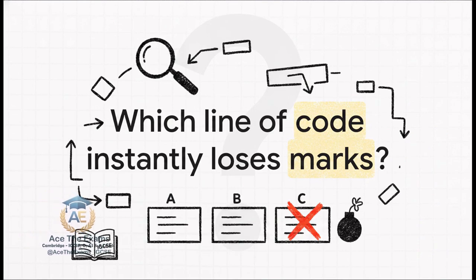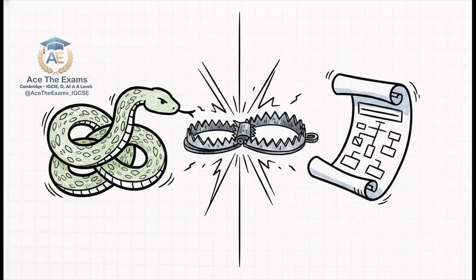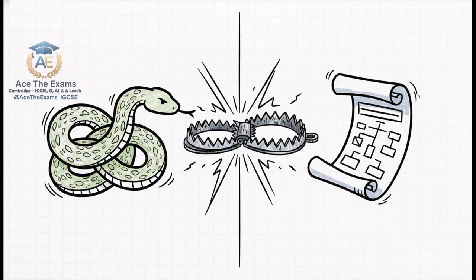Look at these options. Which one of these lines of code is absolutely guaranteed to instantly lose you marks in your Cambridge IGCSE Computer Science exam? Is it A, B, or C? Seriously, make your choice right now. Okay, if you picked option C, congratulations, you just saved yourself from a pretty devastating mistake.